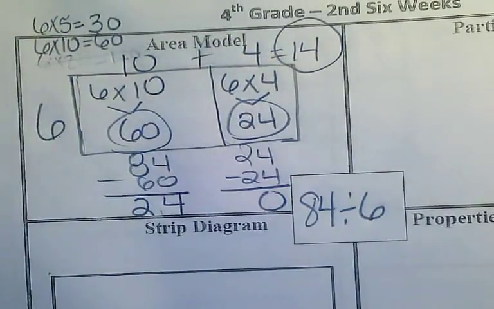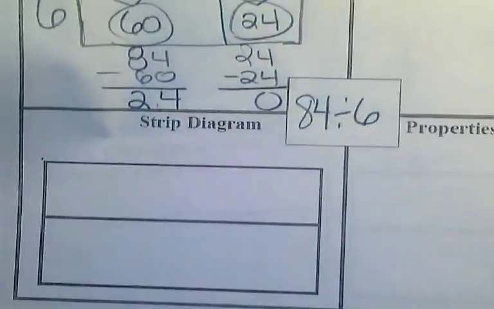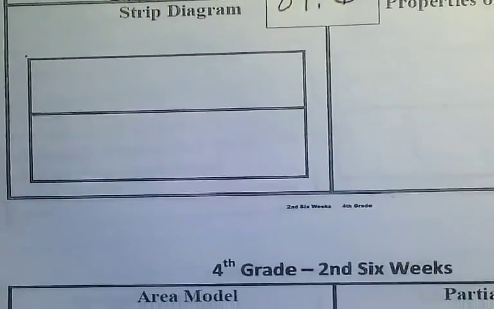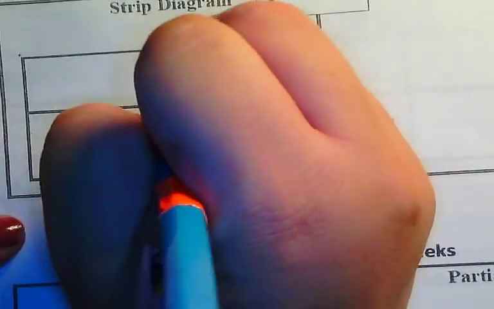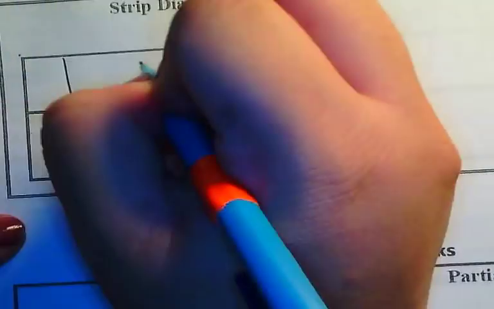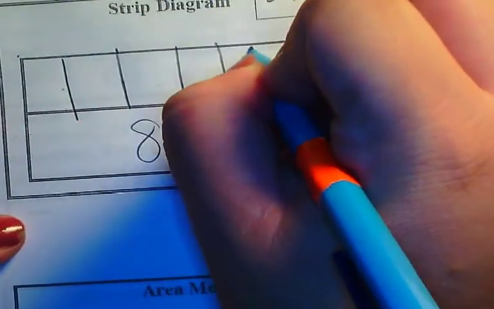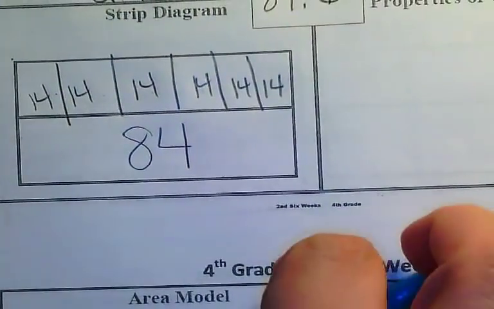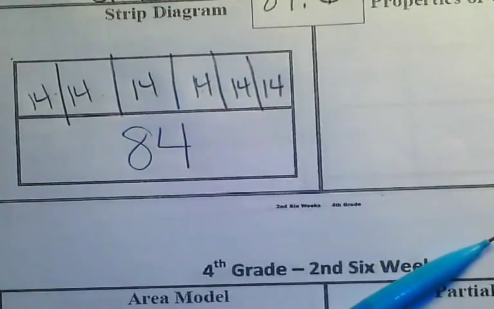So let's look at the strip diagram. We put 84 on the bottom. And then we put 6 rows, and we cut it into 6 equal parts. And you put 14 in each. And we do 14, which is our quotient. Does everybody agree? Yes. Good. Strip diagram, I guess you got it really fast.